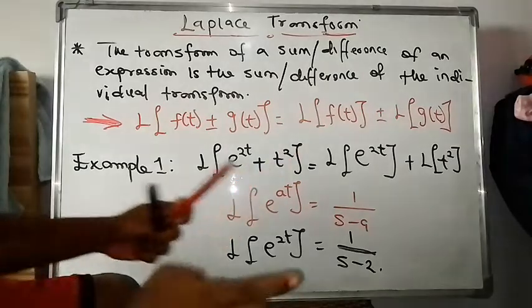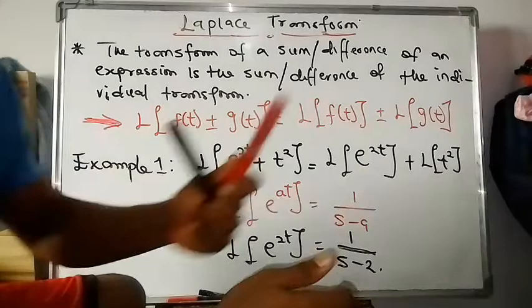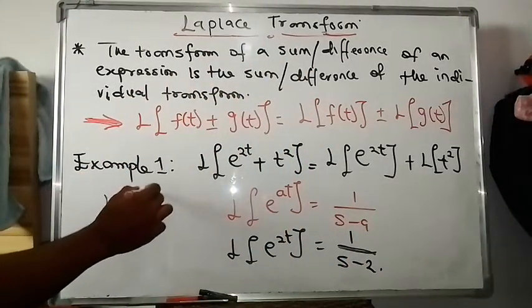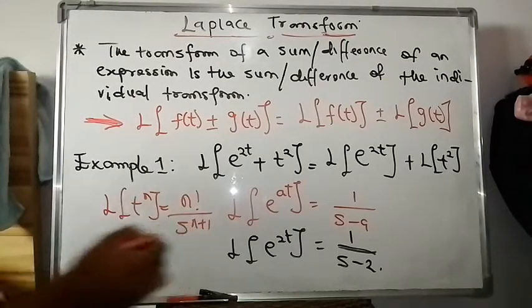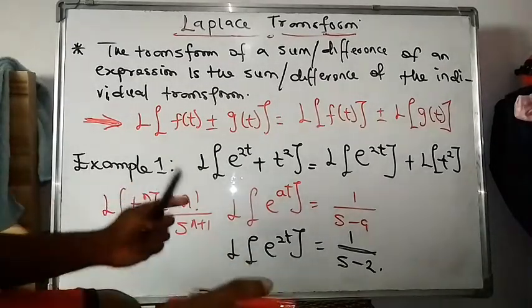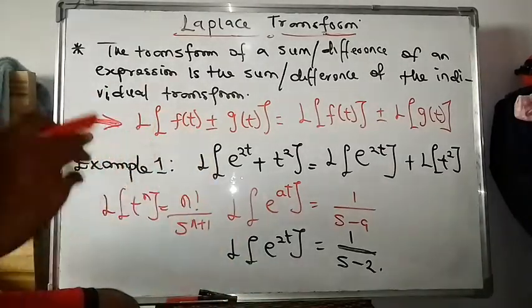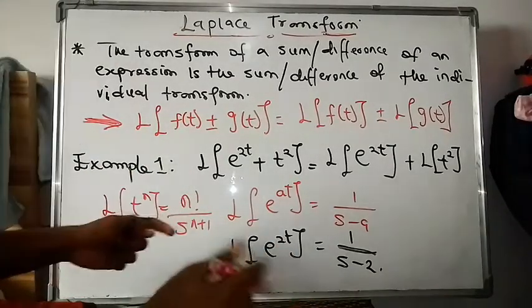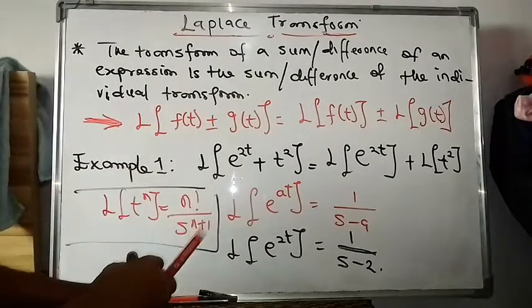So now to get the Laplace of t squared, if you can also remember, based on the last video we did, to get the Laplace of t raised to power n, we said the Laplace of t raised to power n is equal to what? n factorial divided by s raised to power n plus 1. This is the last derivation we did, to get the Laplace of t raised to any constant power, any nth order.